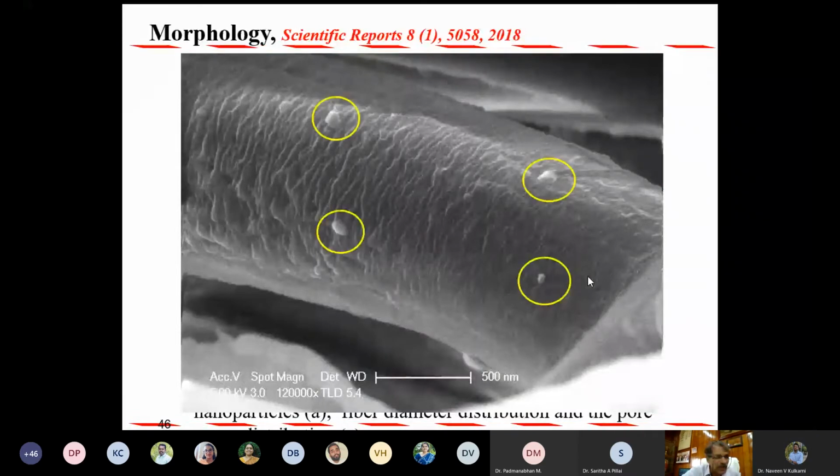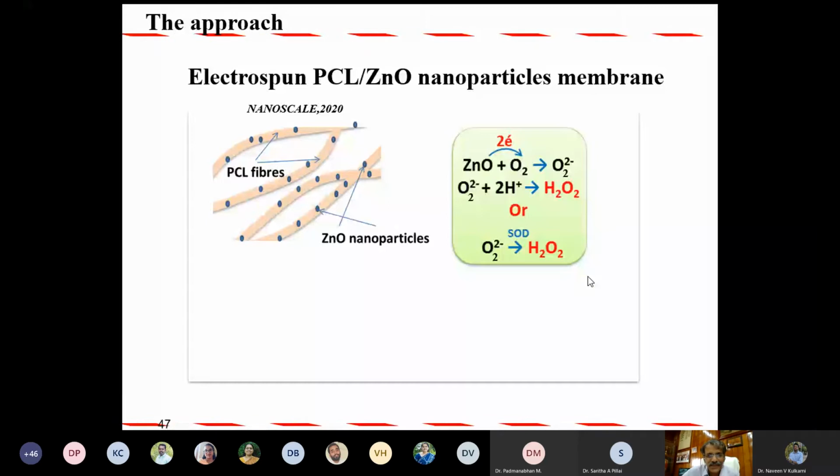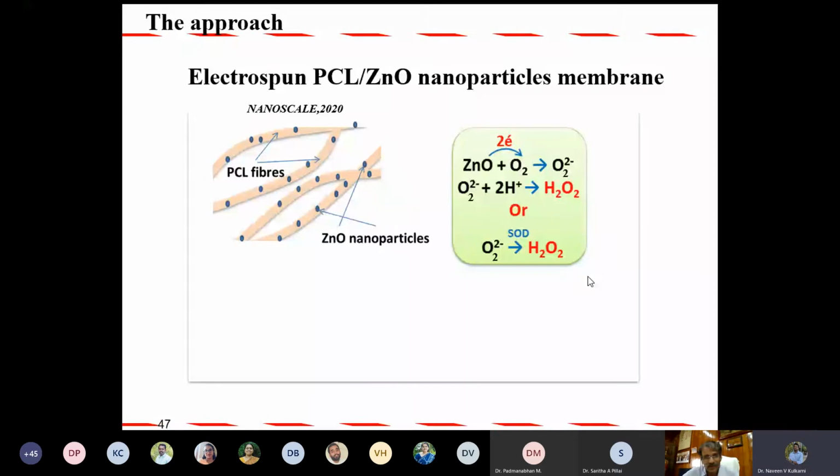So we have tried many different types of nanoparticles, zinc oxide, titanium dioxide of definite size, shape, and distribution. Next slide. But they do this if you use zinc oxide nanoparticles. Zinc oxide nanoparticles have very beneficial effect. Zinc oxide nanoparticles react with oxygen, giving rise to hydrogen peroxide. Hydrogen peroxide has a very good effect on wound healing. Next slide, please.